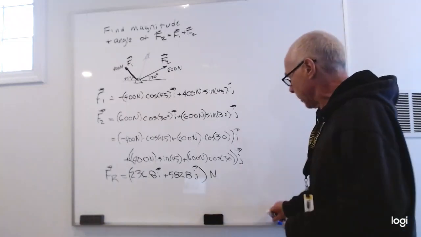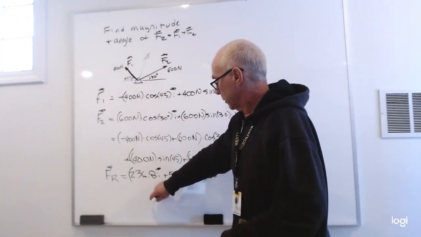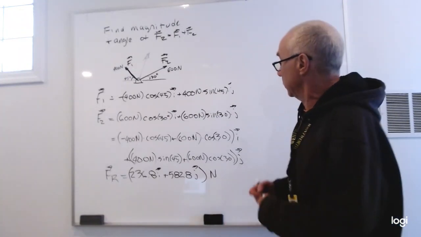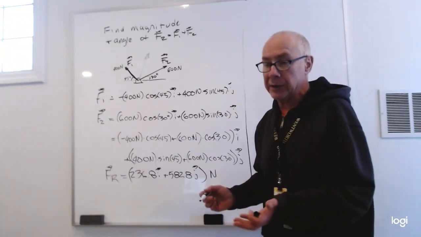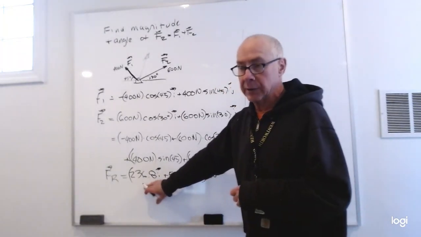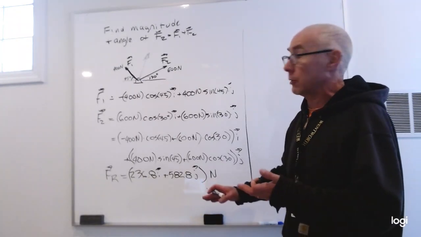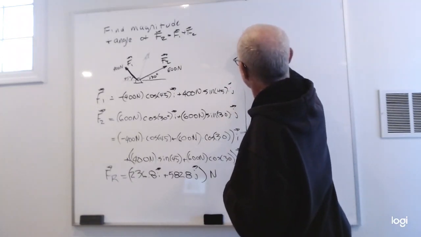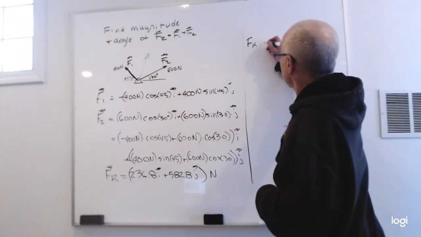Oh, I haven't finished the problem, because the problem was to find the magnitude and the angle. All we found so far is the vector, but we can convert this to a magnitude and an angle, and I'm going to do this here on the right-hand side of the board. So how do we find the magnitude of a vector? It's simply the x component squared plus the y component squared, and then you take the square root, just like the Pythagorean law. Right? So we're going to have here F_R, and notice I write it without an arrow.